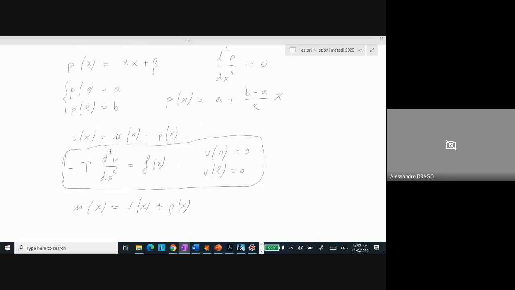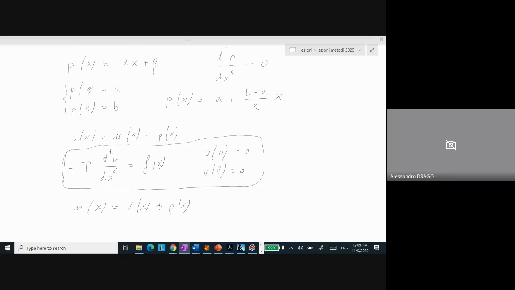And let's move to another technique that is the main technique that we are going to discuss for solving this type of problem. This technique, as I said, is called the finite element method. This technique is based on a few ideas that I'm going now to discuss.